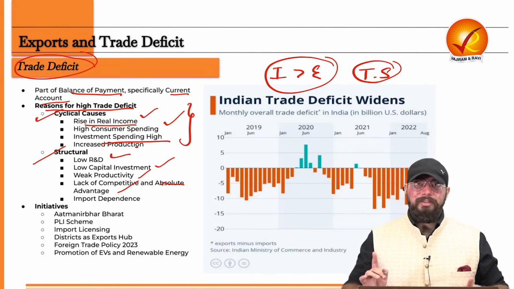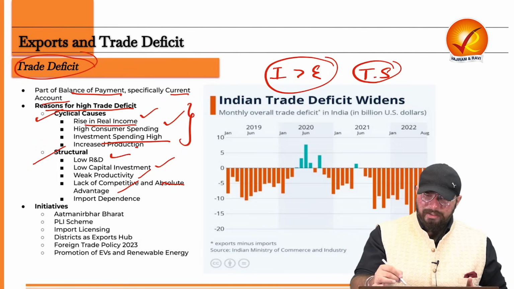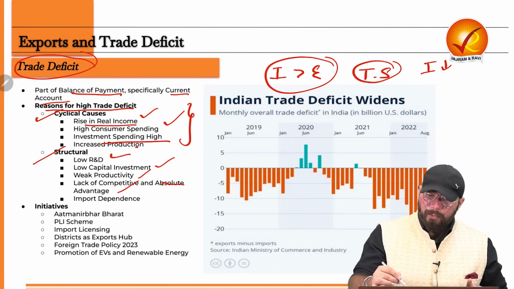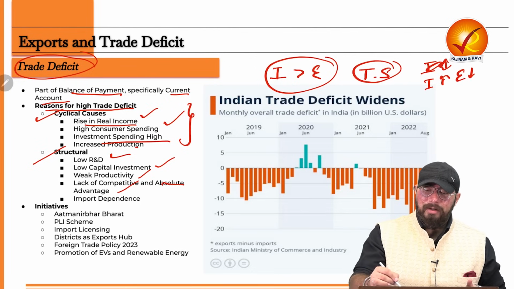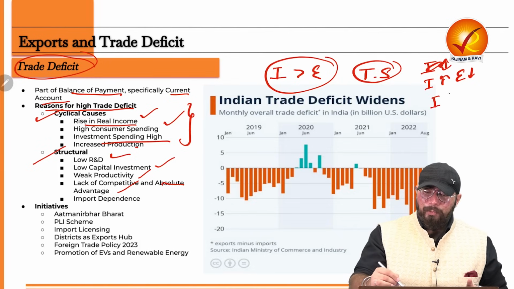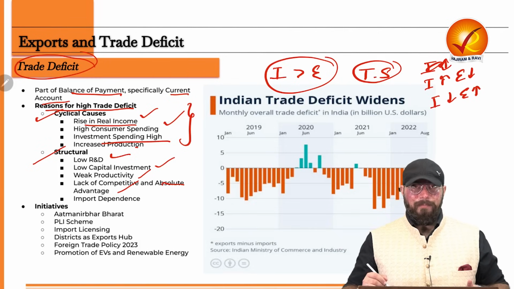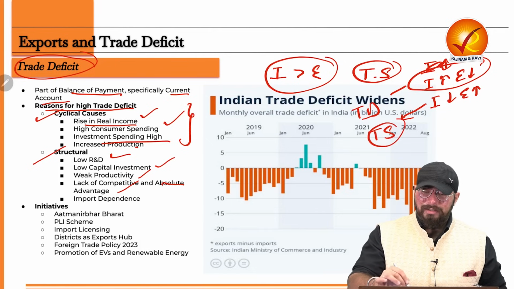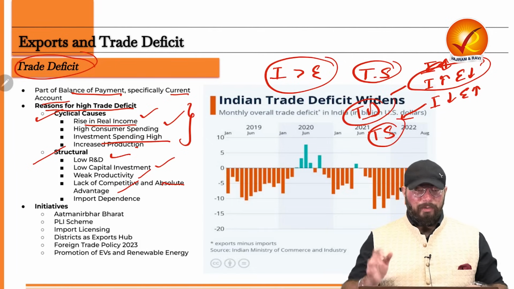Because for trade deficit to happen, you require two things. Your imports will become higher and your exports will become lower for a trade deficit. For a trade surplus, your imports have to be lower and your exports have to be higher. So you have to understand, the first condition which we talked about is related to your trade deficit. The second condition is related to your trade surplus. So this is about your reasons.